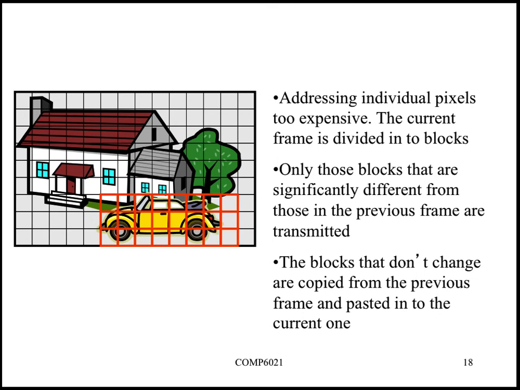So blocks that are significantly different from the previous frame to this frame get transmitted. Blocks that don't change, they just get copied and pasted. So the instructions from the transmitter to the receiver might be something like, block 1 is no change, block 2 no change, block 3 no change, block 4 no change, block 5 no change. Here's block 6, here's block 7, here's block 8, block 9 no change, block 10 no change, block 11 no change, here's block 12, block 13 no change. Something like that.